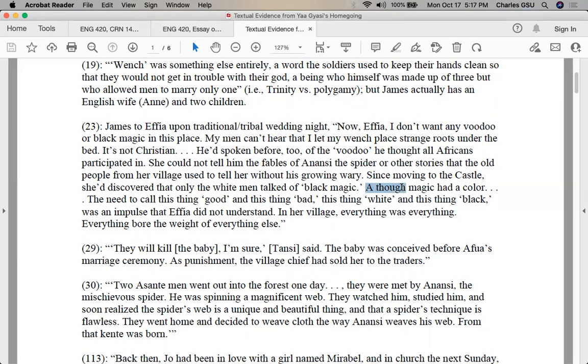Sorry, that should be "although." I'm sorry. Although black magic had a color, the need to call this thing good or this thing bad, this thing white or this thing black, was an impulse that Aphia did not understand. In her village, everything was everything. Everything bore the weight of everything else.